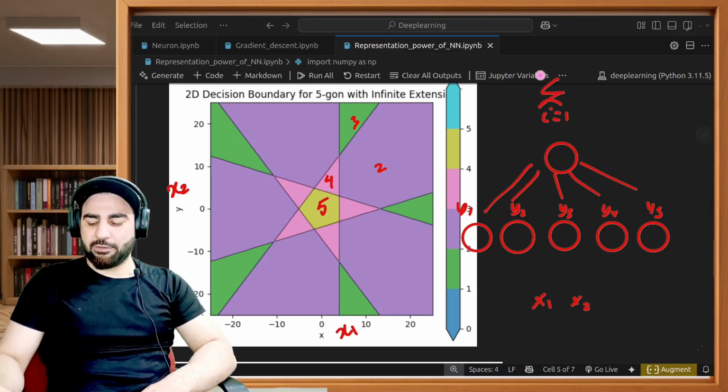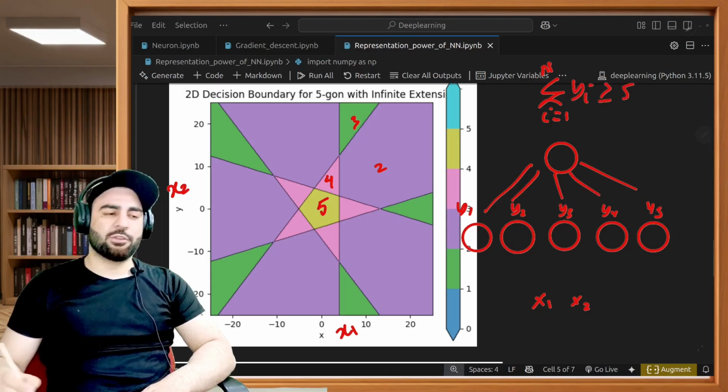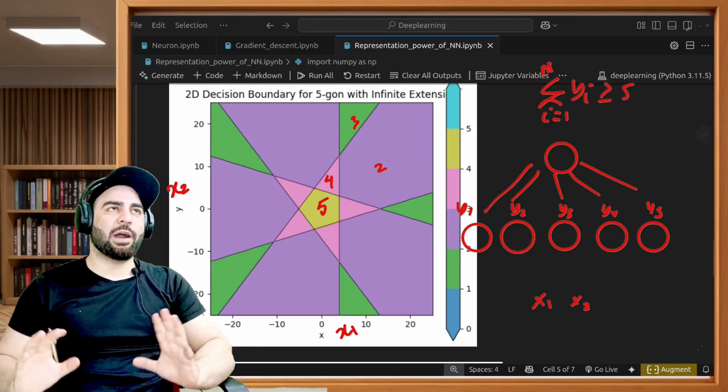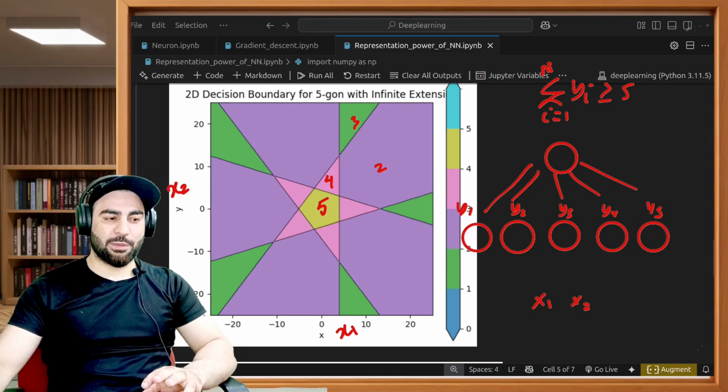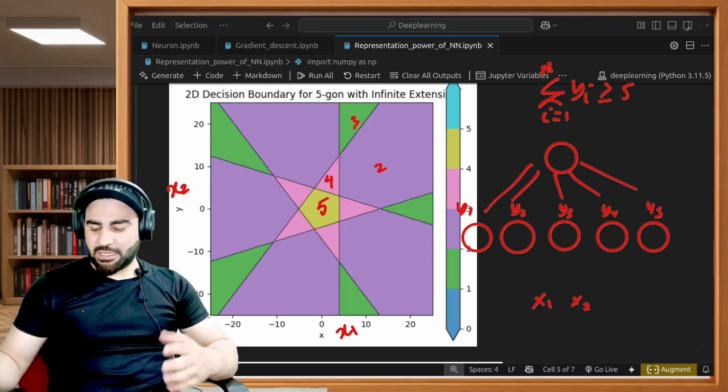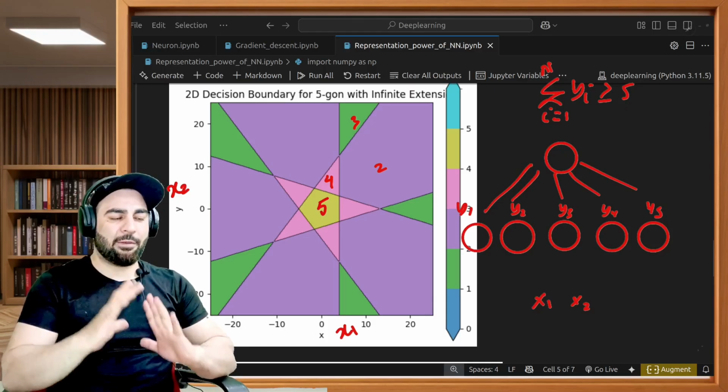Now what I can do is I can just say summation of i equal to 1 to n, let's suppose we have 5 in this case, so y_i, if it is greater than or equal to 5, that's the decision boundary I want. So this is how I can model a pentagon. Is it clear? Can I assume that you people understood this?